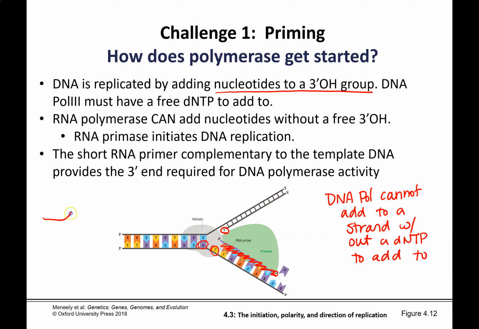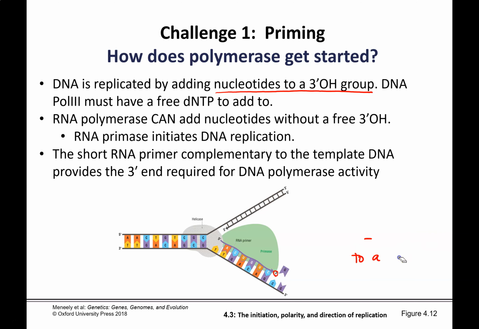But when we were back in our replication bubble with nothing going on, and we needed to start replication, we didn't have another nucleotide here to add to. We have essentially a naked DNA strand. And so to overcome that problem, we need to add some free 3' ends. We accomplish this by adding what is called an RNA primer.